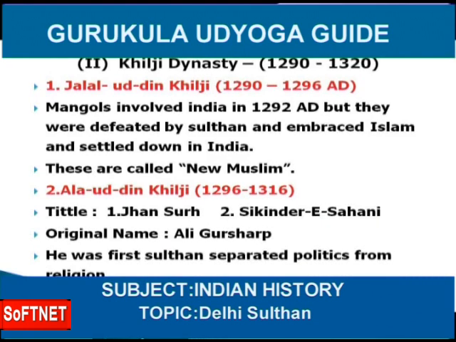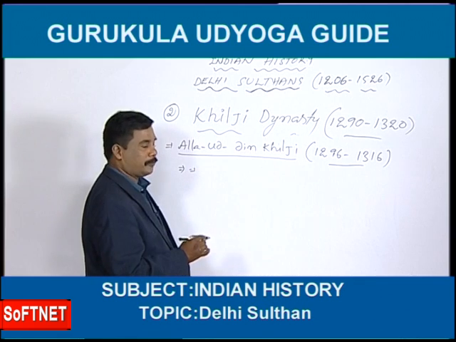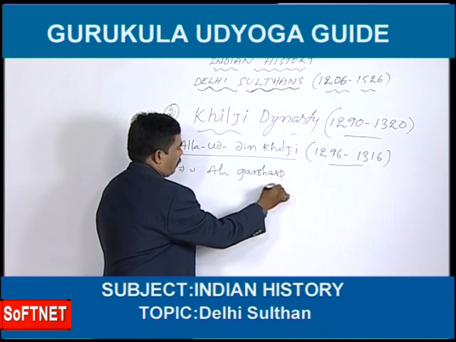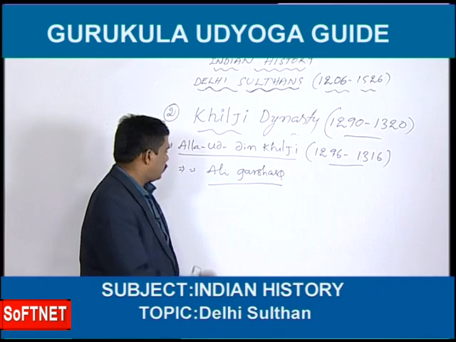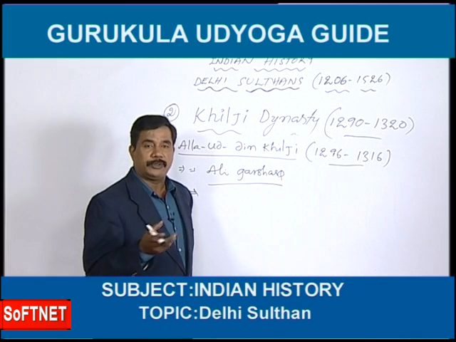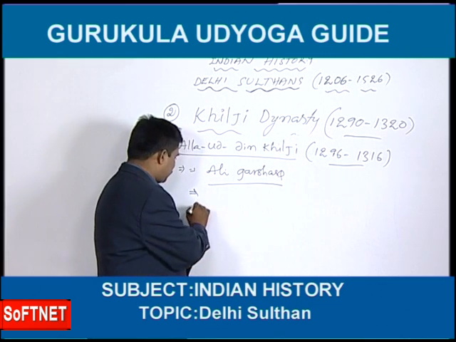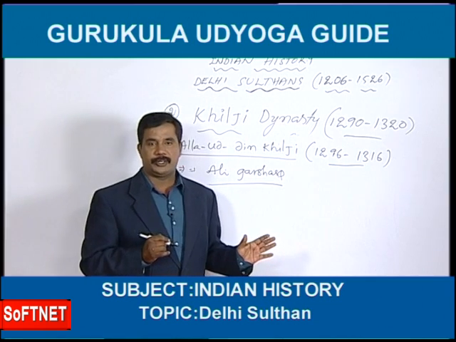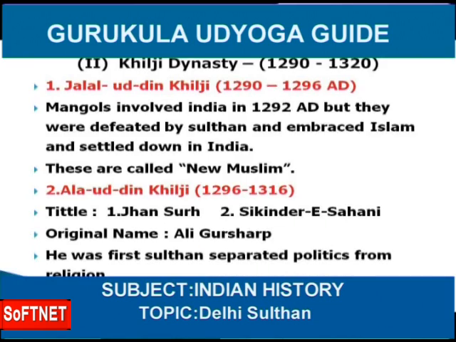So Alauddin Khilji was the most important ruler among all the Delhi Sultans. Alauddin Khilji's original name was Ali Garshasp, also called Garshasp Malik. He was the son-in-law and also nephew of Jalaluddin Khilji. So the maximum success of Jalaluddin Khilji was because of Alauddin Khilji. He is the real ruler of reforms in the Indian administration system.